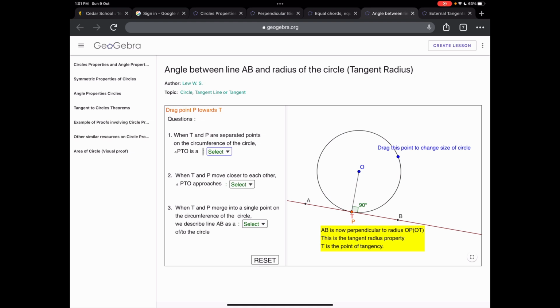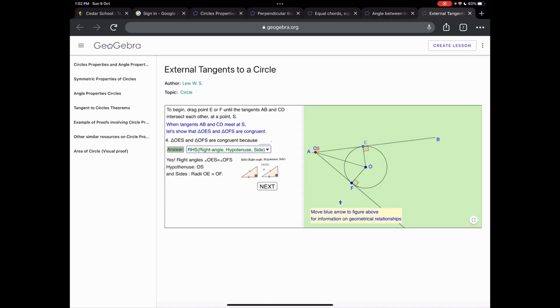So let's look at this. If I draw a tangent to a circle, in this diagram APB represents a tangent and OT represents the radius. You can see that the angle between them is 90 degrees. If you draw two tangents from an external point A, the two tangent lines AE and AF are going to be equal in length.